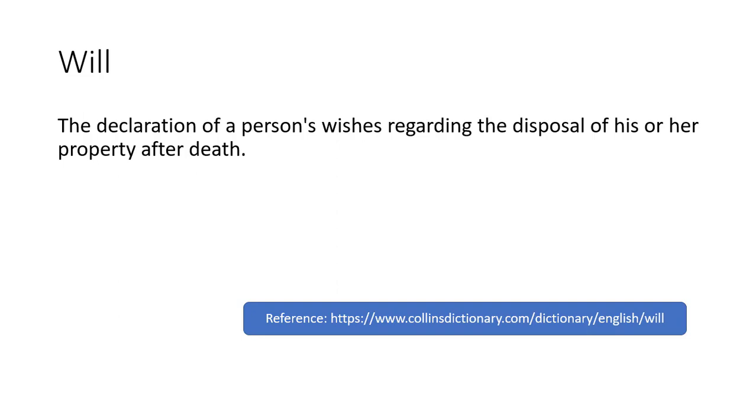So what is a will? The will is a declaration of a person's wishes regarding the disposal of his or her property after death. So if someone wants to leave their property after their death, they can create a will. So they can say who will receive the property. Someone will administer the disposal of it.